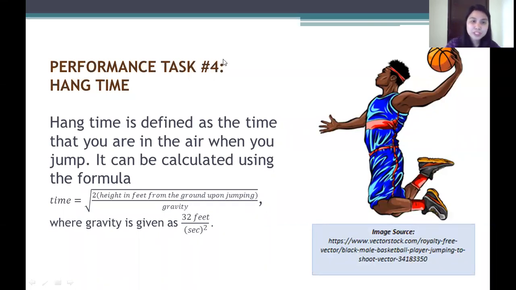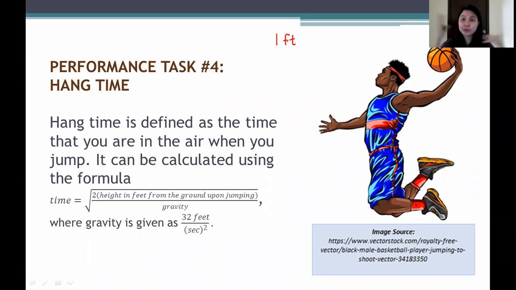Now, what will you do? Give me a pause first. Okay, here's an example. What will I do? I will jump and then I need to measure the height of my jump from the ground. I'm not that good in jumping, I should say. So usually I only jump up to 1 foot. That's it. 1 foot, or for some it's 2 feet.